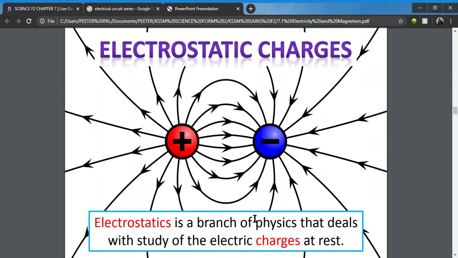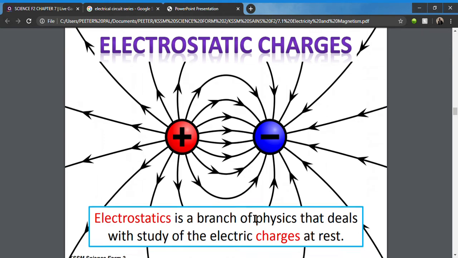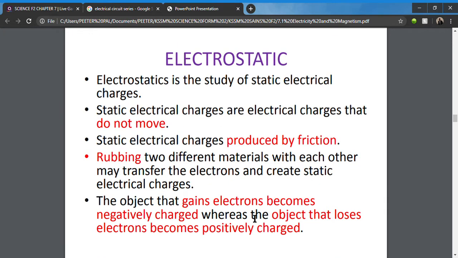Objects are charged through three concepts. Number one, friction, rubbing. Number two, contact, by touching a neutral object to a charged object. And number three, induction, by bringing a charged object close to a neutral object. So this is how electrostatic charges can be produced.